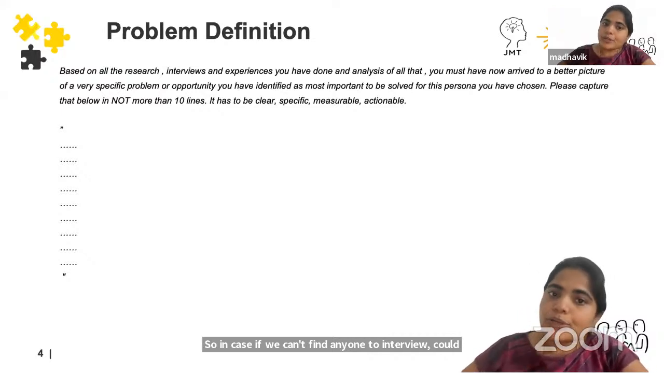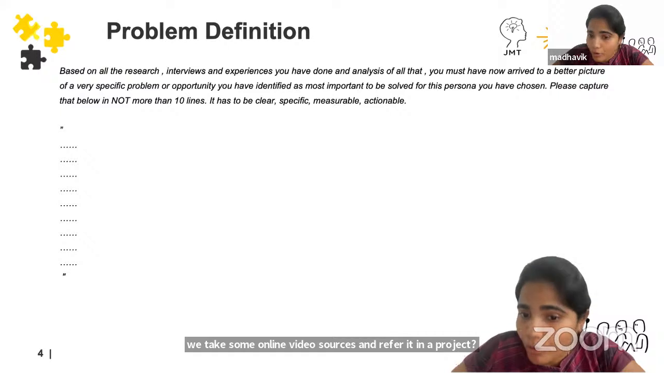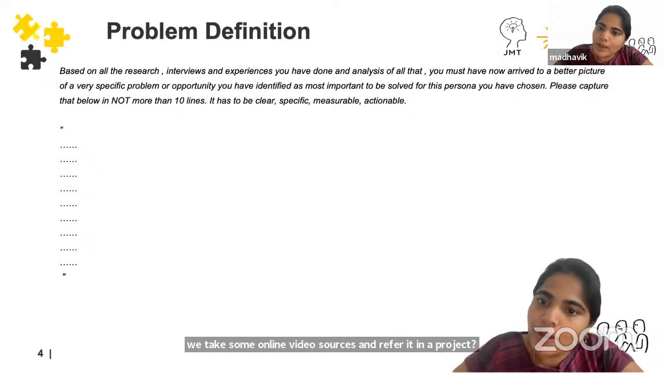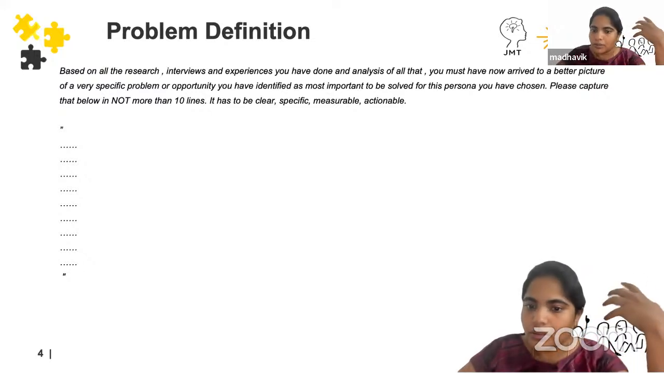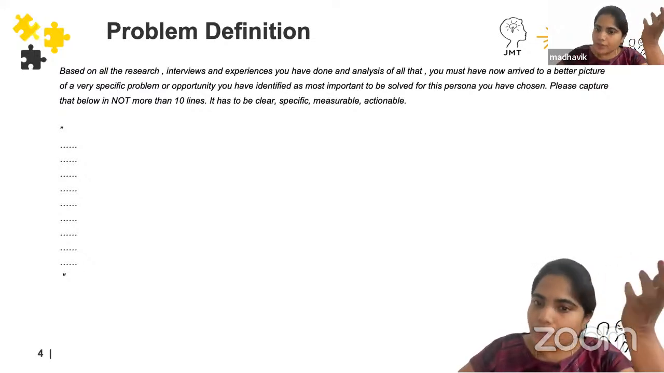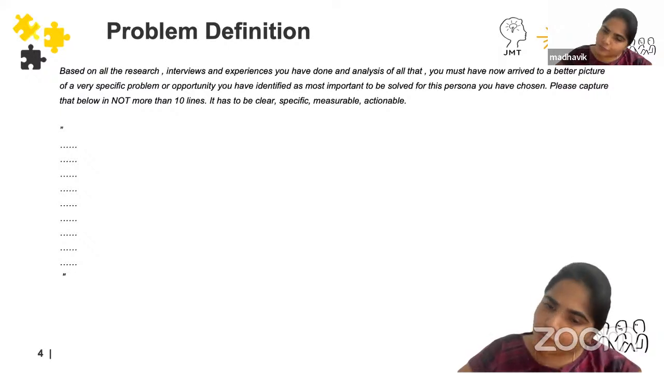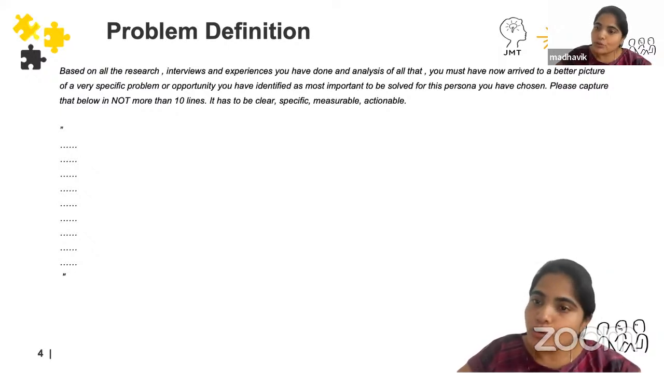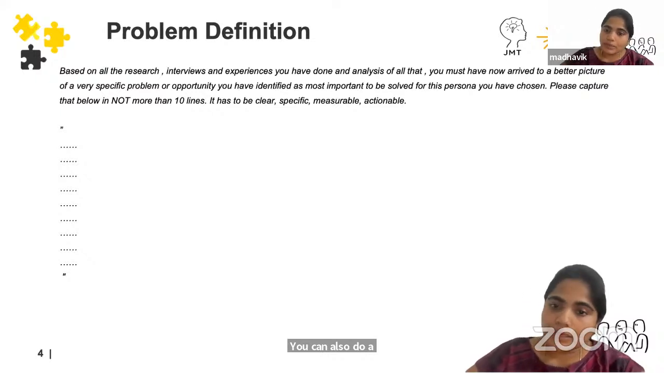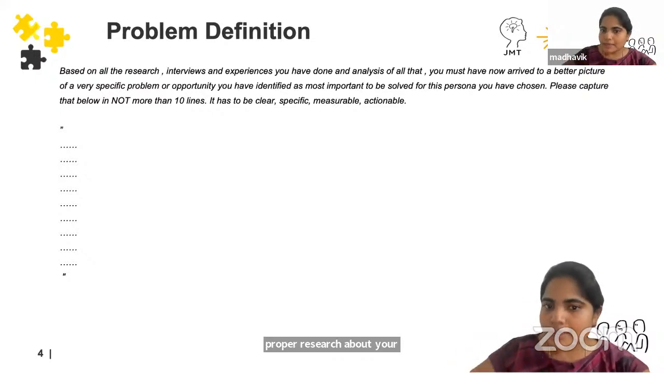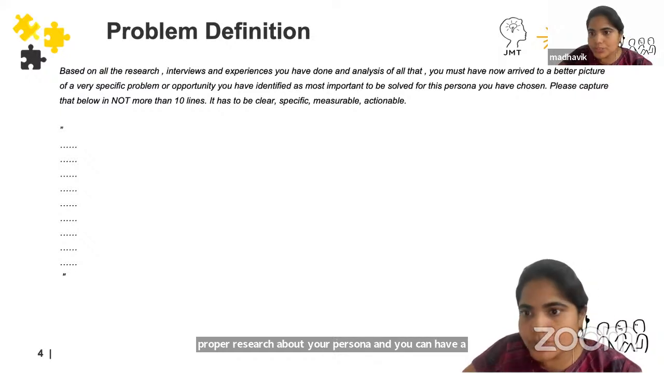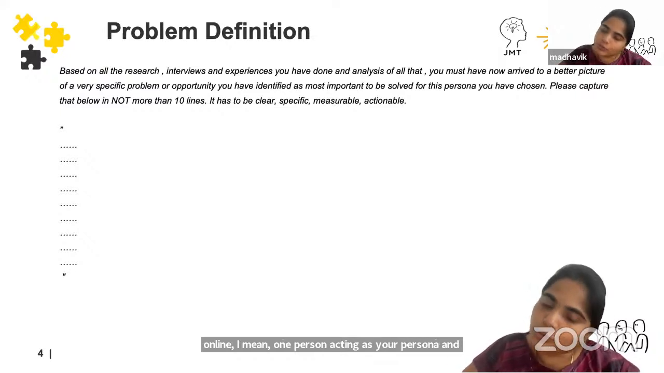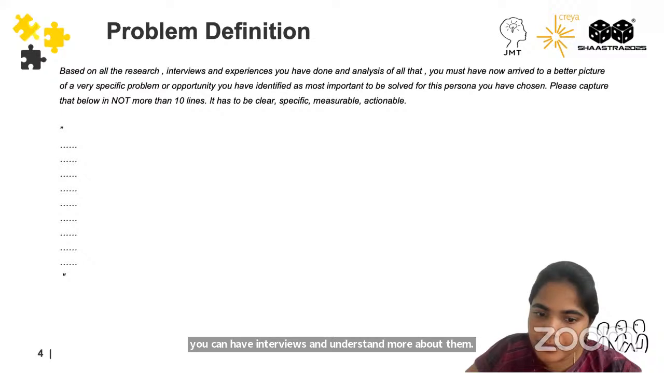You can also ask people for online interviews. If you have friends or people in another part of your city, or in another city, and you want to take interviews, you can do that also. You can do proper research about your persona, and if one person acts as your persona, you can have an online interview and understand more about them. So anything is fine.